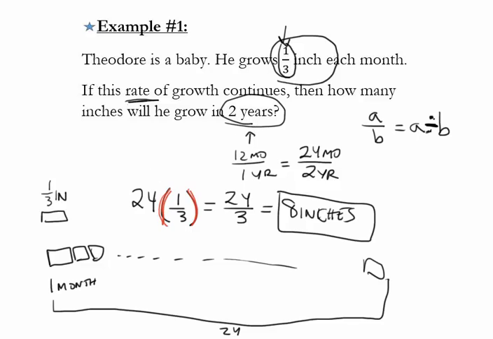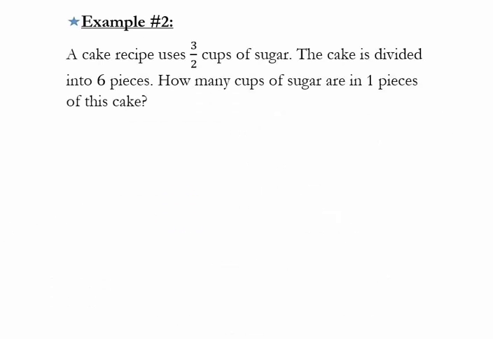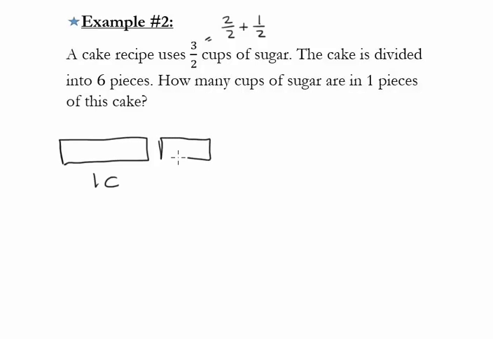Let's take a look at another example. Example number 2: a cake recipe uses 3/2 cups of sugar. Again, this is just a number. We could represent it as, imagine that this is 1 cup, and 3/2 is really 2/2, which is 1, plus another half. So that would be 1 cup plus a half of a cup.